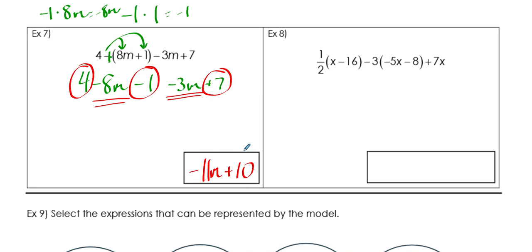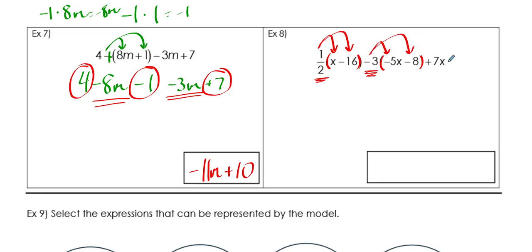This one combines all of the confusing parts of the previous questions. We have a fraction, we have distributing a negative, and we have an extra term. I'm going to take this one step at a time. We're going to distribute whatever we have out in front. So we're going to take 1/2 and distribute here. We're going to take this negative 3 and distribute here.